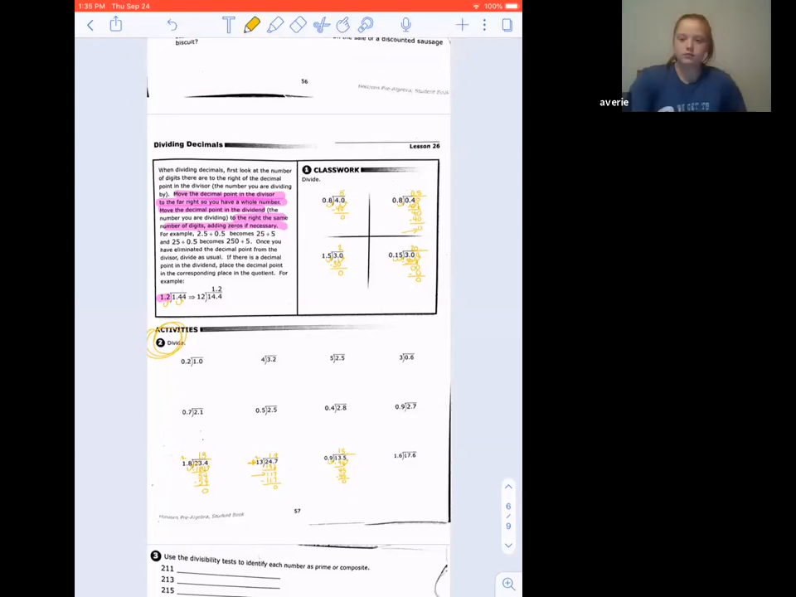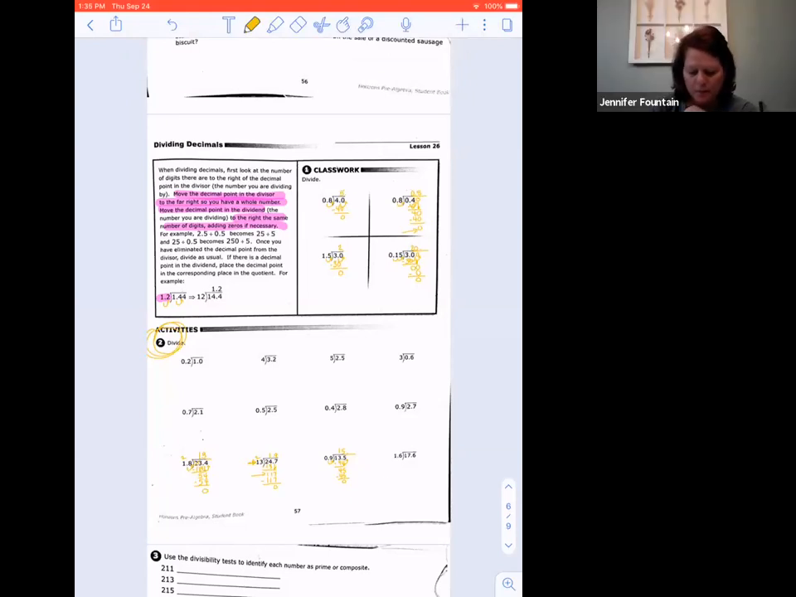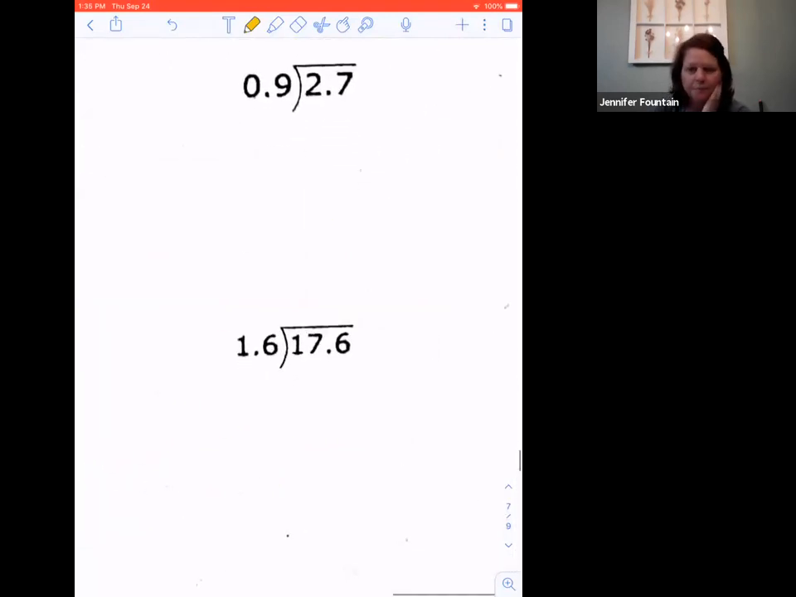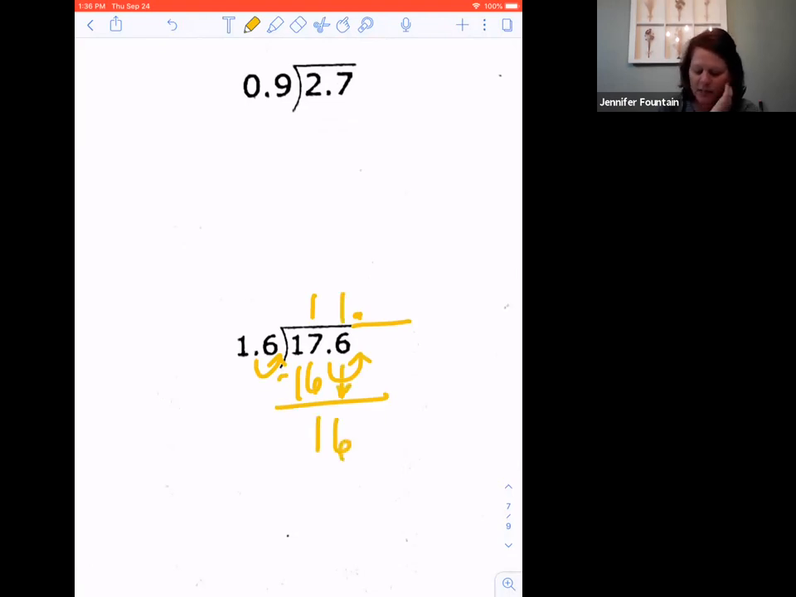Okie doke. So we will come back and finish up this one last problem on the bottom row. All right, 1.6 divided into 17.6. So I move my decimal one place, move my decimal one place. Go ahead and put it in the answer. 16 will go into 17 one time. 1 times 16 is 16. 17 minus 16 is 1. Bring down my 6, and 16 will go into 16 one time. 1 times 16 is 16. And I have no remainder.